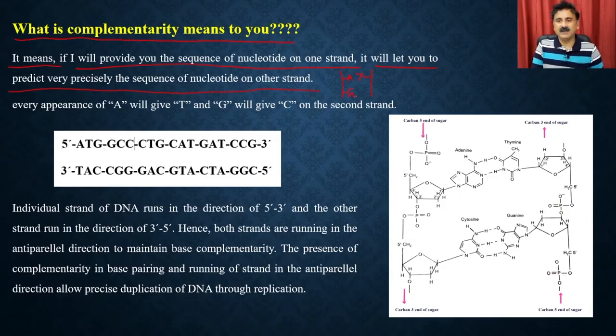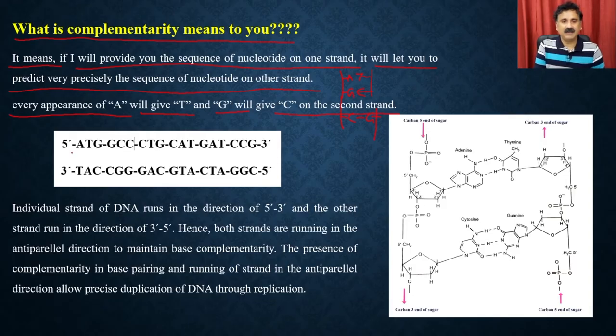If you have G, it is going to be C. If you have C, then it is going to be G. It cannot be A, right? Because just now we have discussed that there is a definite base pairing between A and T. So this is the advantage of having complementary DNA, complementary sequences. Every appearance of A is going to give you T, and every G is going to give you C on the second strand.